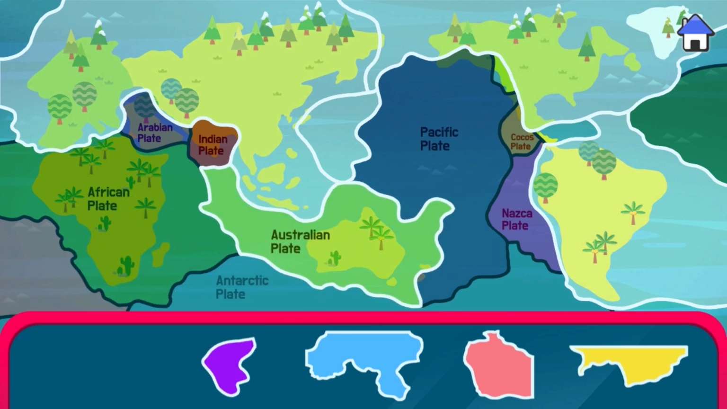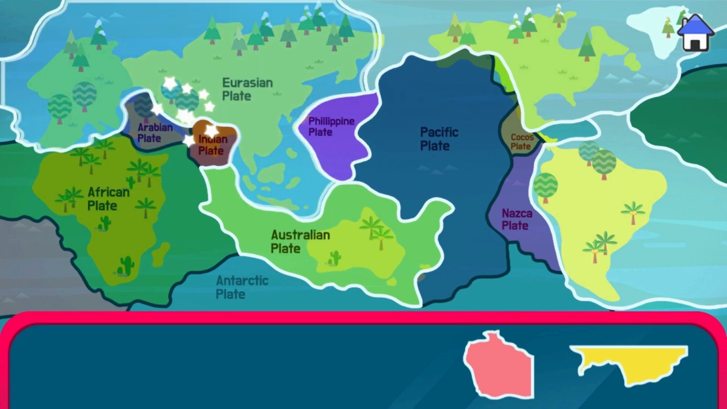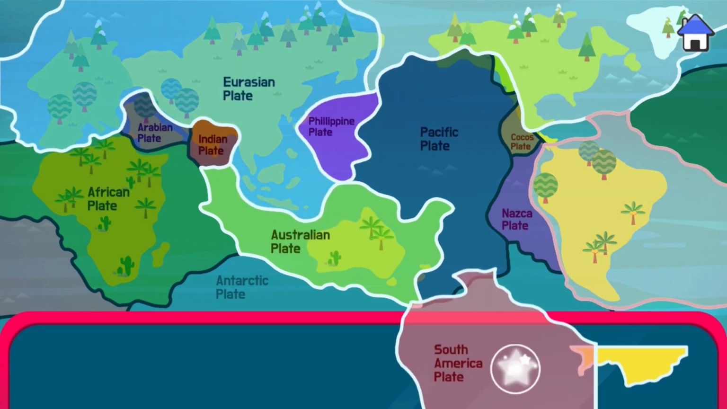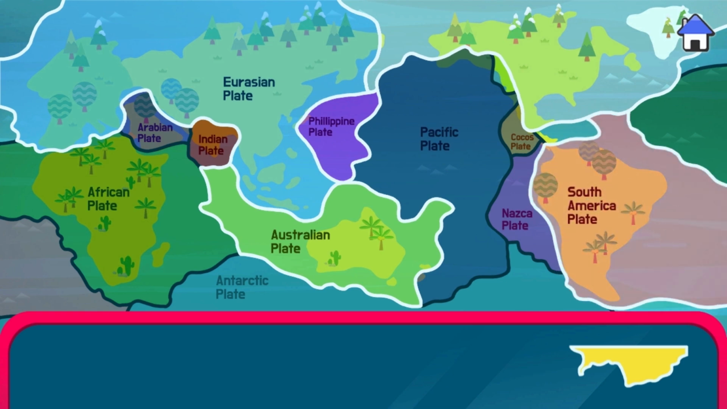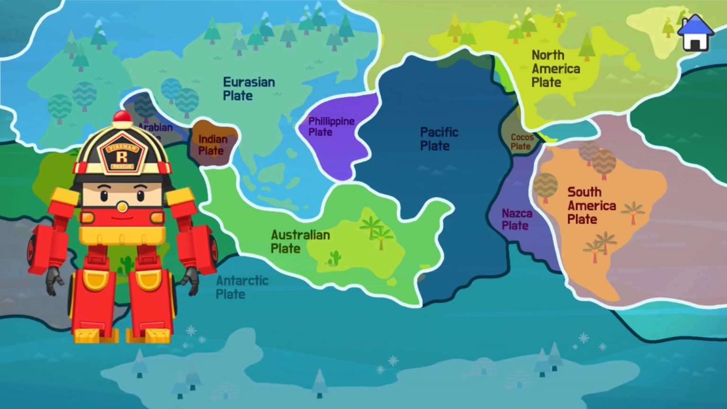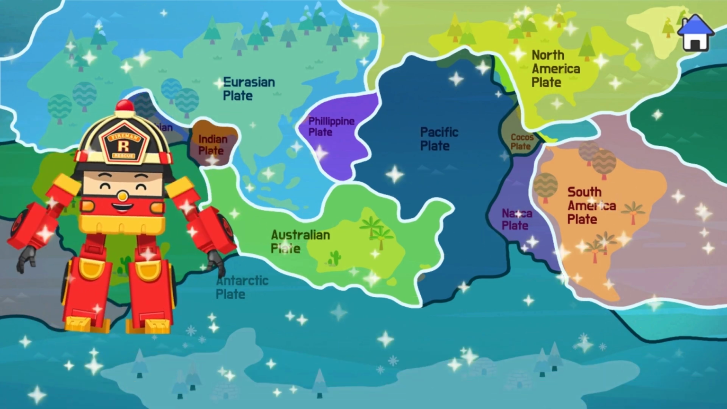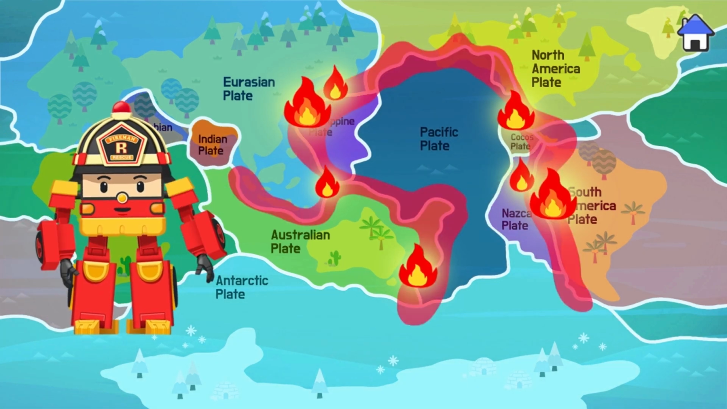Australian plate. Philippine plate. Eurasian plate. South American plate. North American plate. Yay! You've matched the plates! This line along the Pacific Rim is the Ring of Fire, where most of the world's earthquakes and volcanic eruptions occur.